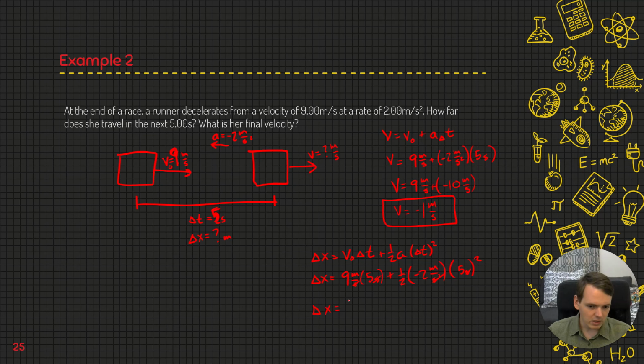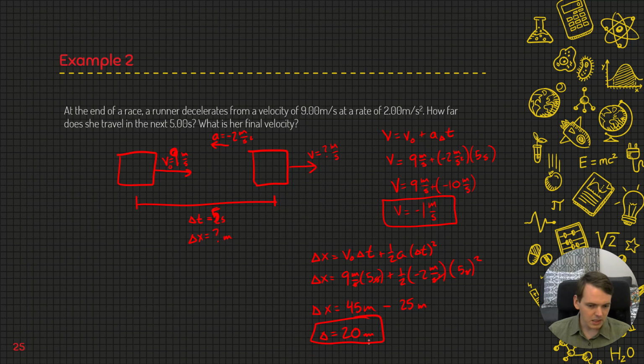And we get delta X equals 45 meters minus 25 meters, because 1/2 times -2 is -1, and then 5 squared is 25, so 25 times -1 is -25. Delta X equals 20 meters.